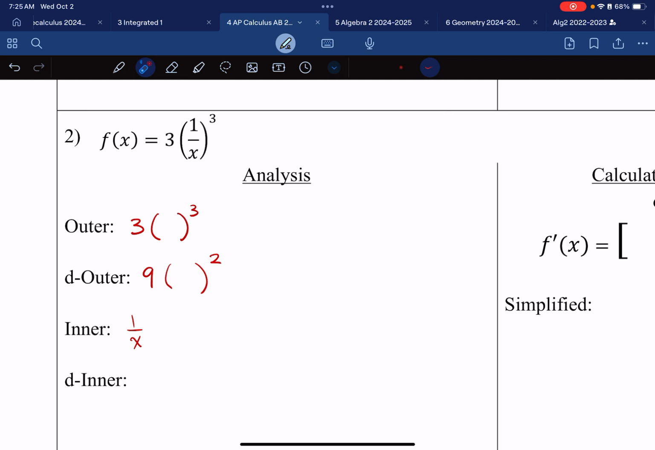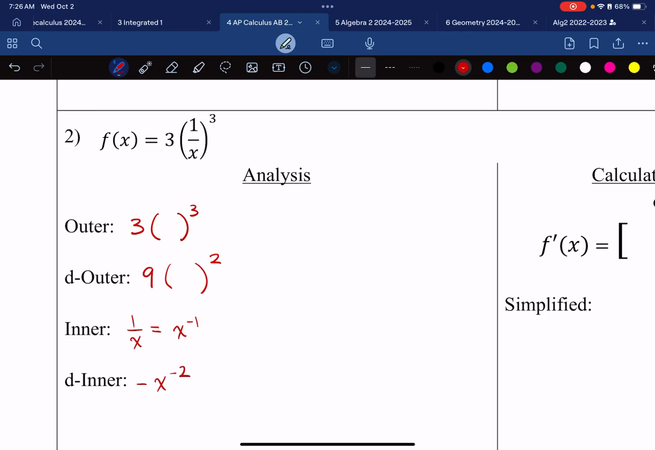I want to take the derivative of the inner to get the d-inner, but unfortunately, this is a fraction. I don't want to use quotient rule from 2-10. We haven't even learned about that yet, so I need to rewrite this as a non-fraction. I can say this is really x to the power of -1. And now this is just a power rule. I can multiply the -1 down in front. I can say this is negative x to the power of, it used to be -1, I'm going to go down a power to -2.